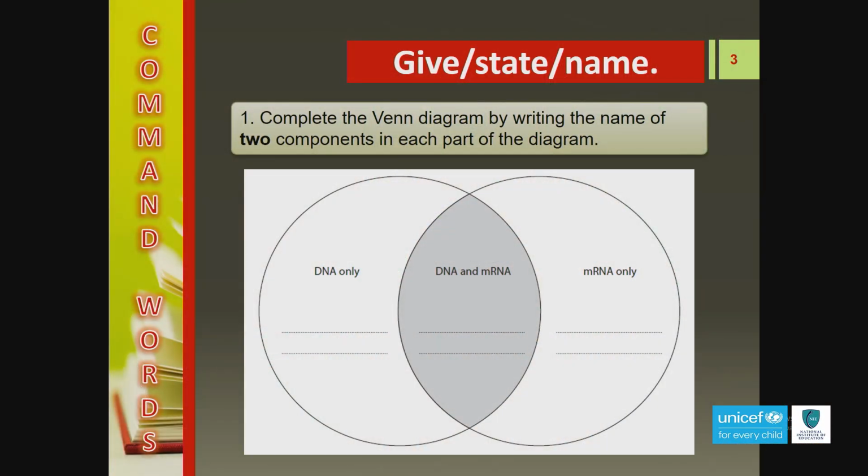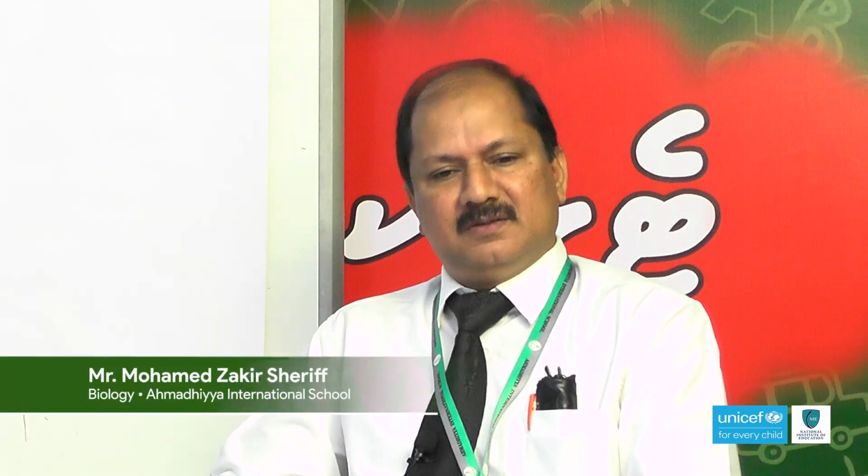It's okay. So, Zakir sir, do you want to add to that one? One common mistake students make is when they write adenine, they expect you to write the complete name, right?